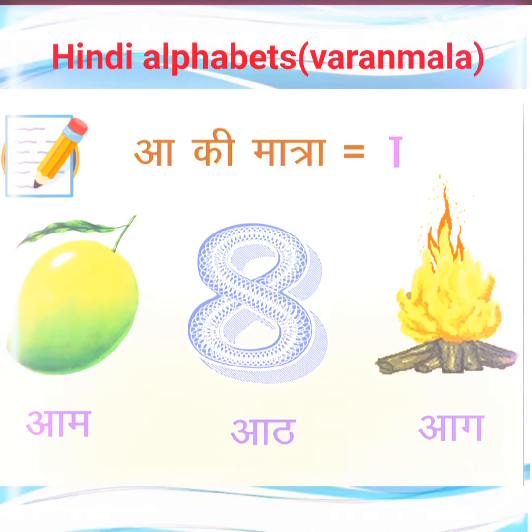Now let us look at the words by adding a to the consonant. A plus ma is equal to ama. A plus tha is equal to at. A plus ga is equal to ag.